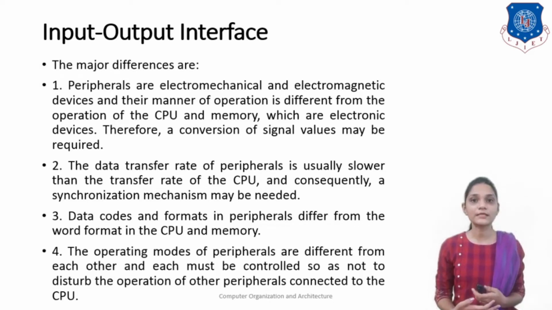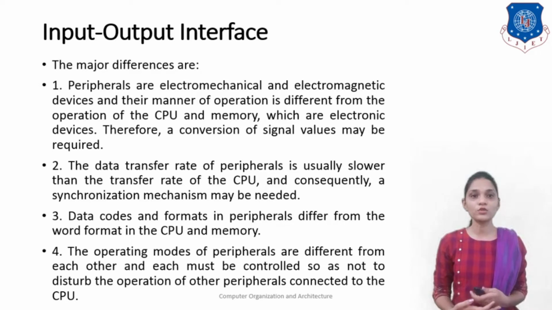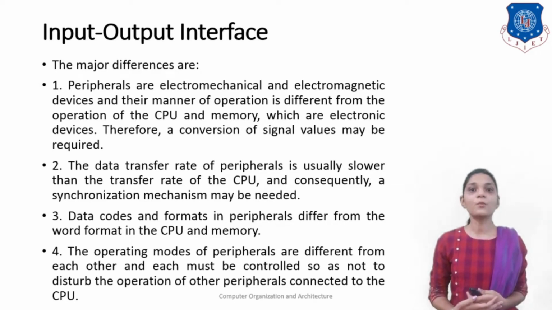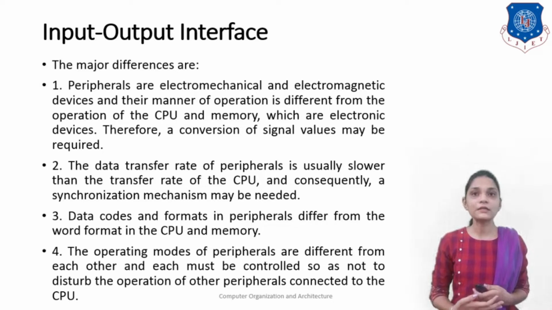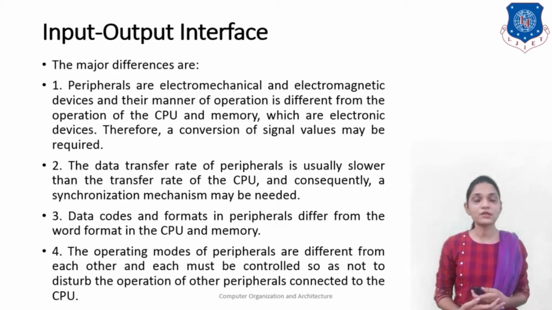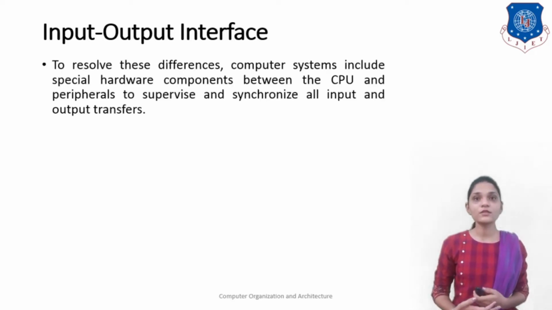The fourth difference we can consider is that the operating modes of the peripherals are different from each other, and each must be controlled so as not to disturb the operation of the CPU and the other peripheral devices that you have connected. So these are the major differences that need to be considered while you are connecting your peripheral devices with the CPU. To resolve these differences, the computer system includes special hardware components between the CPU and the peripheral to supervise and synchronize all input-output transfers.